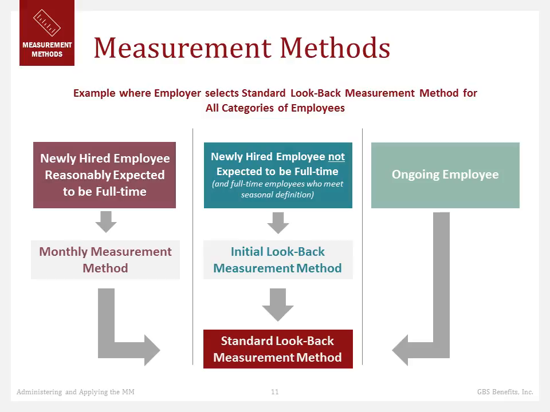The second bucket, newly hired employees not expected to be full-time, plus full-time employees who meet the seasonal definition who are also newly hired. Temporarily, these employees go into the initial look-back measurement method, but are eventually transitioned into the standard look-back measurement method with everybody else. And then you have your third bucket, which is ongoing employees. Those are employees who were with you and working for you prior to your starting your measurement method process. So for those employees, they're automatically going to be put in the standard look-back. There's no temporary process for them.